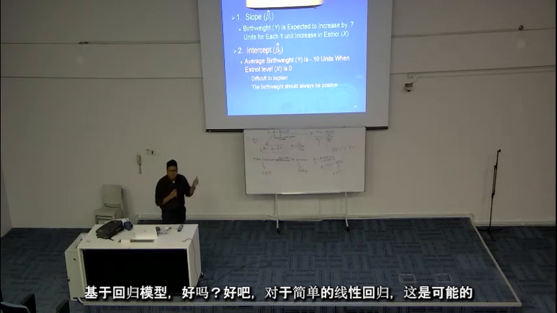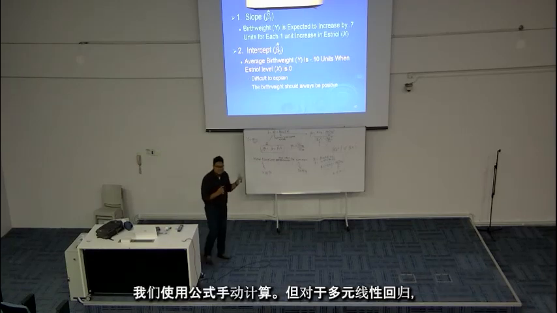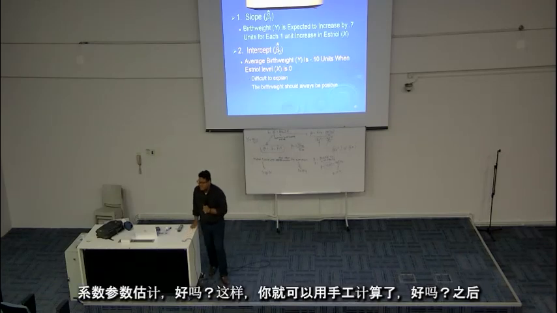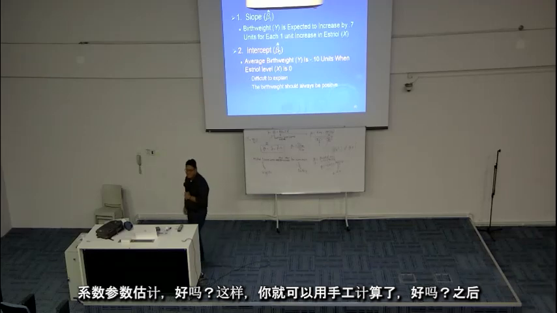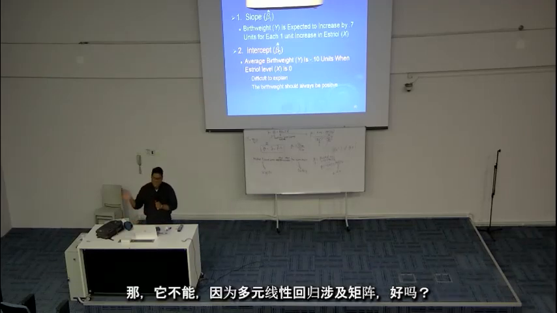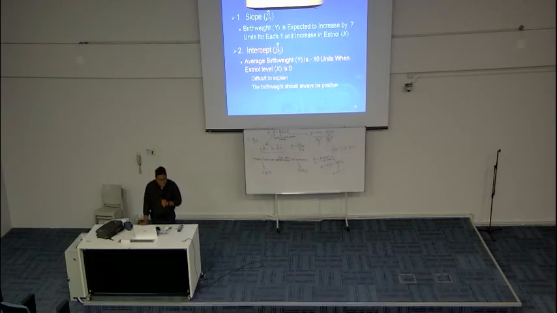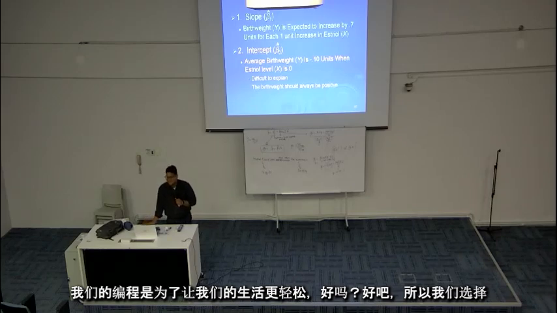For simple linear regression, it is possible for us to manually calculate using the formula. But for multiple linear regression, you need to use statistical programming to complete all the coefficient parameter estimates. This one you can use manual calculation, but after that you cannot, because multiple linear regression involves matrices. How about if you have 100 rows? Is it possible for you to calculate the matrices? That is why R programming is brought forward, to make our life easier.